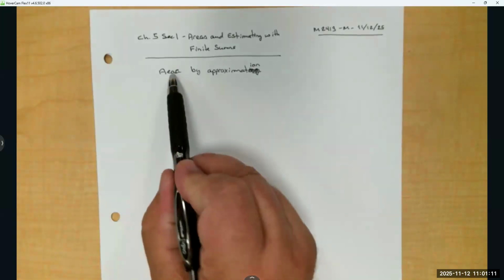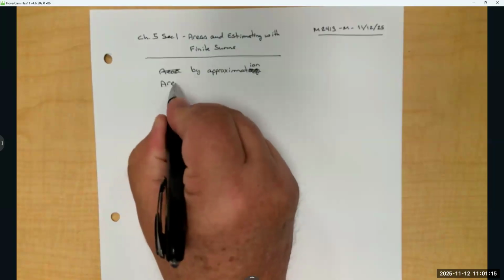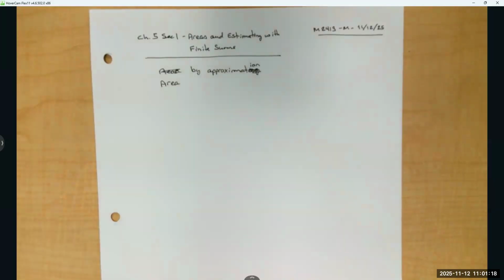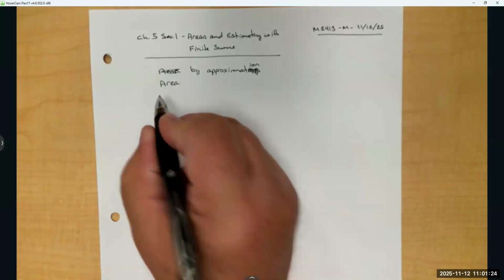We're going to find areas. That's horrible. Area by approximation. All right, for example, what does that mean?